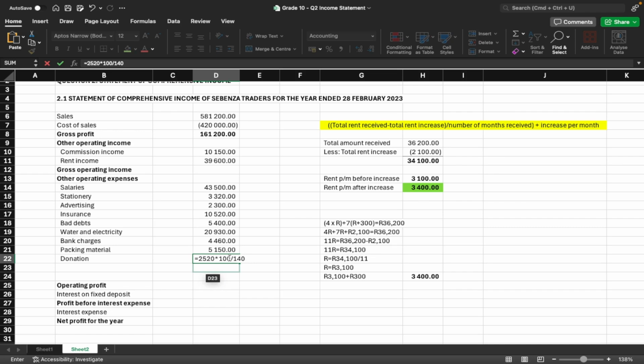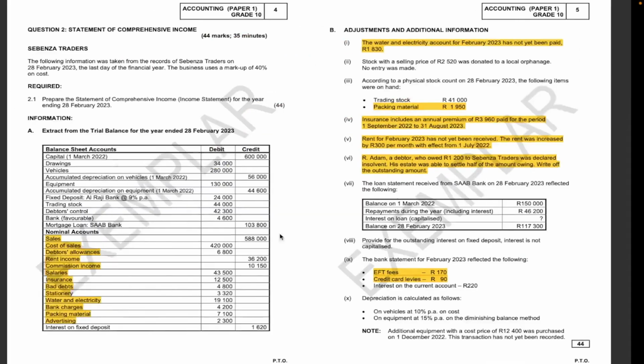If you want to understand more on markups versus margins and how you do the calculation, we've got a lesson specifically for that. You'll find it in the link in the description below. So I'm going to press enter, and there I've got my donation of 1,800 Rand. So my donation is worth 1,800 Rand and not the selling price that I was given of 2,520 Rand. Hope that's clear enough, so we can move right along.